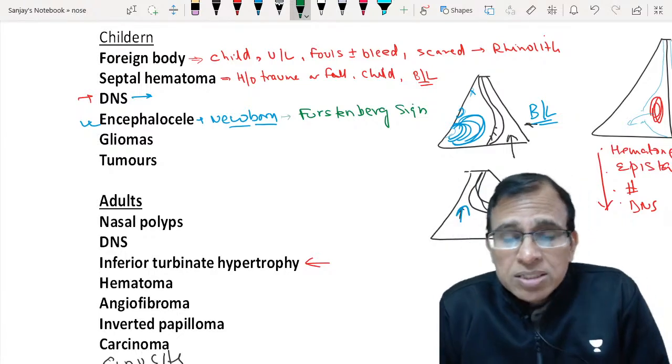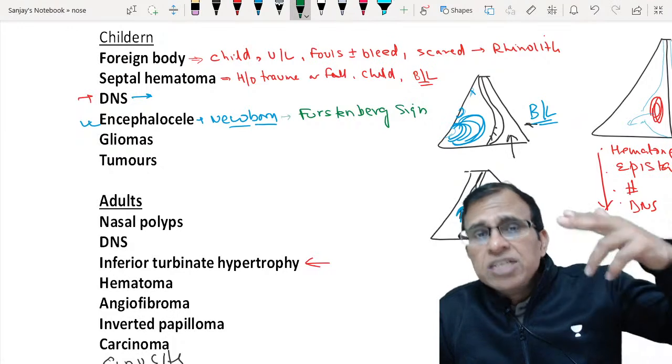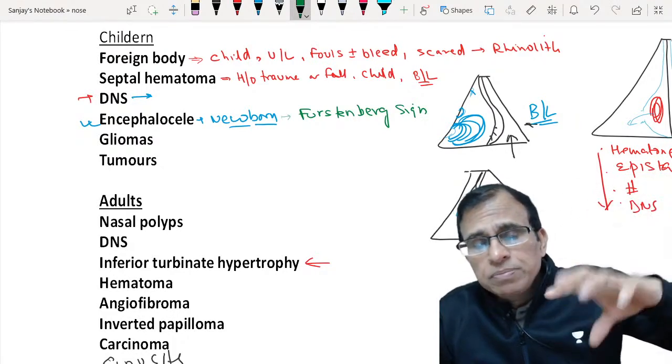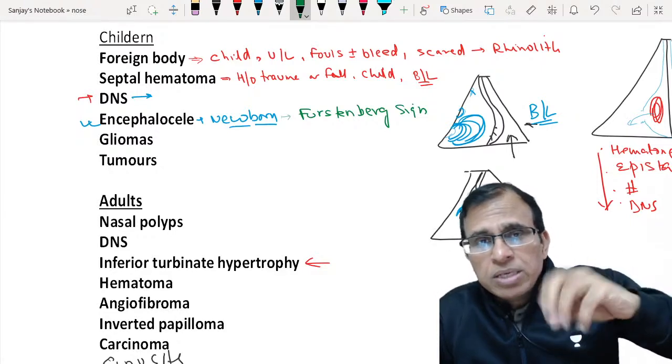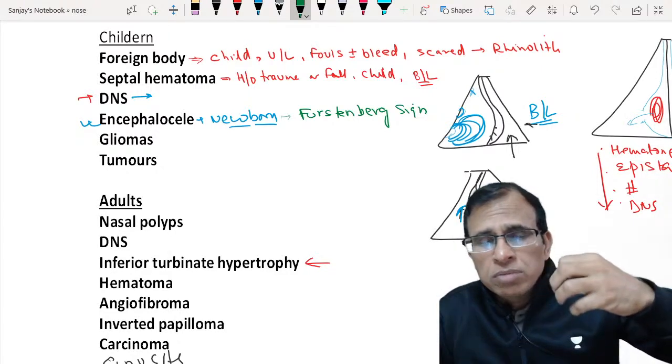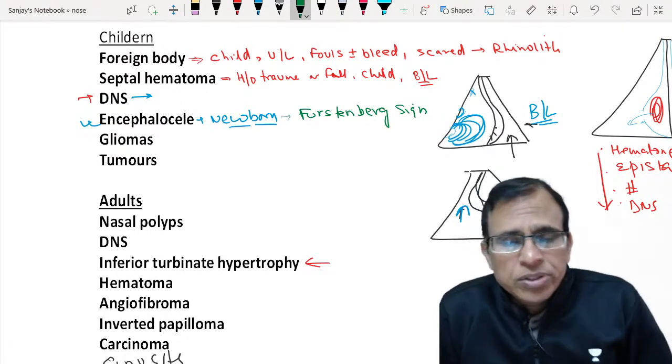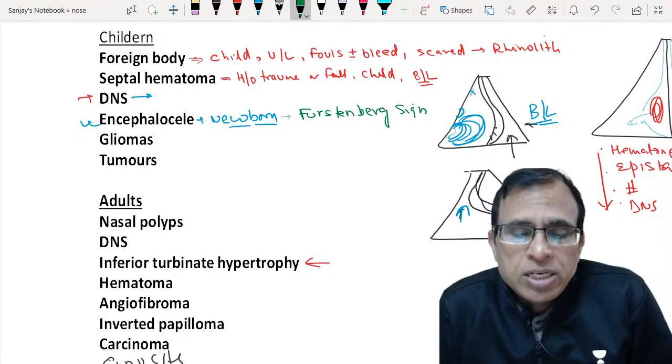Now, gliomas are the same thing. When in an encephalocele the connection between the skull, brain, and the swelling breaks up, then there's a collection. This collection becomes hard. It's not fluid anymore. Most of it becomes hard, solid, and now it's called a glioma basically. So it's an extension of the encephalocele, you can say, in a way.